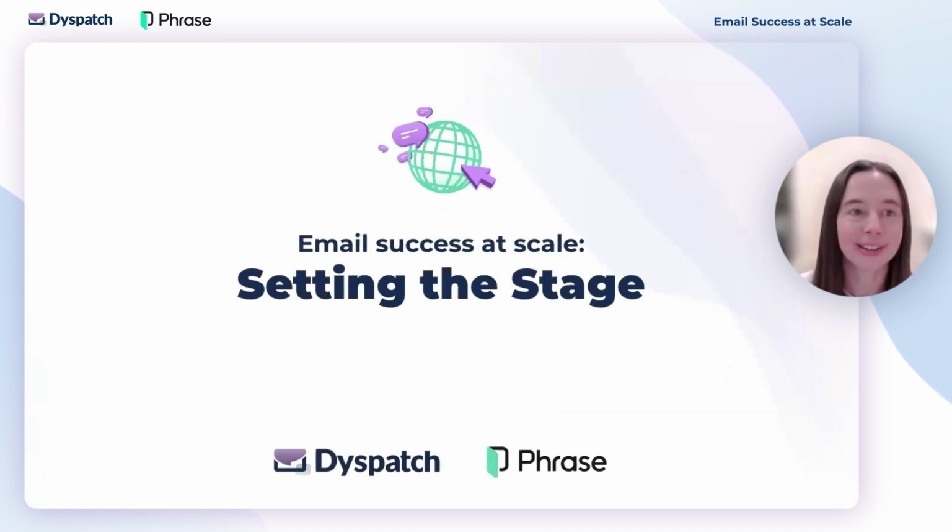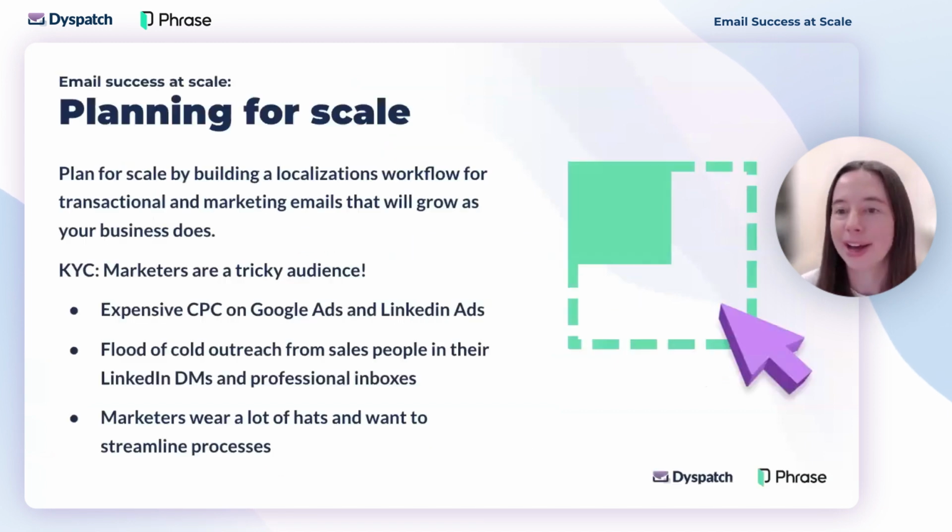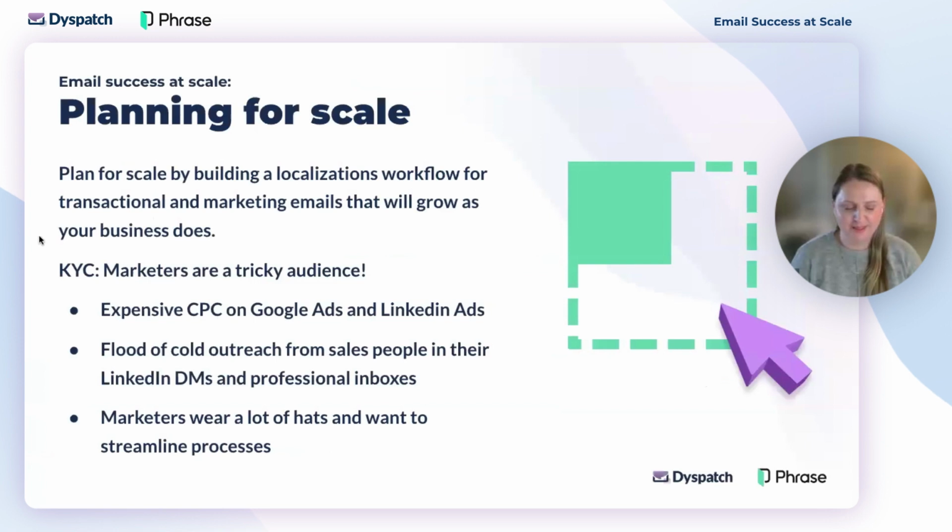So we'll cover that. And without further ado, let's set the stage and talk a little bit about planning for scale. Kate, I'd love to start by hearing about your recommendations for planning for scale as you go up and to the right, like go global, basically. Yeah, absolutely. To plan for scale and building your localization workflow, your first thing here is to know your audience. I'm going to use marketers as an example here and talk about some things you might want to consider as you think about emailing and marketing to marketers, and localizing for marketers all over the globe.